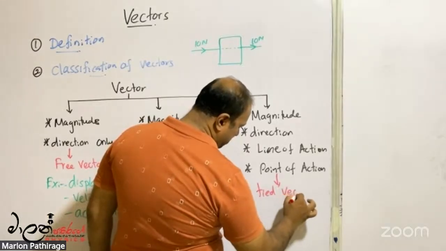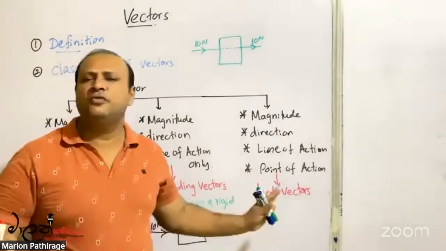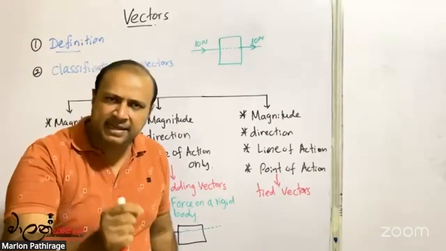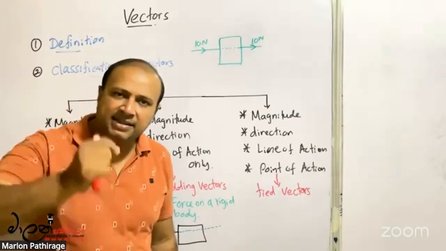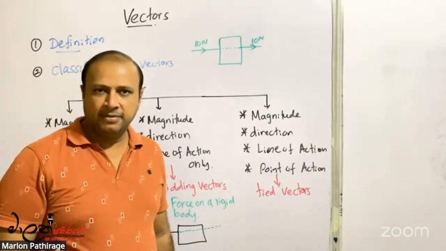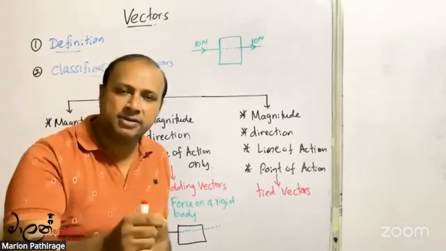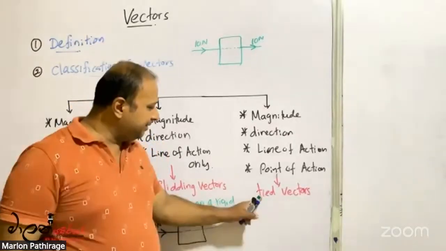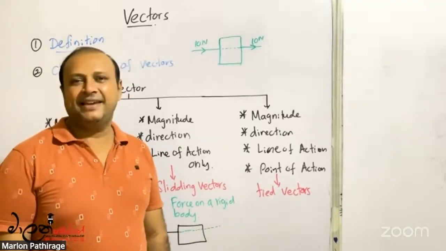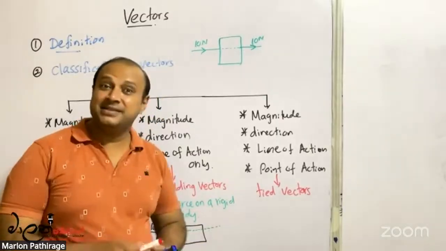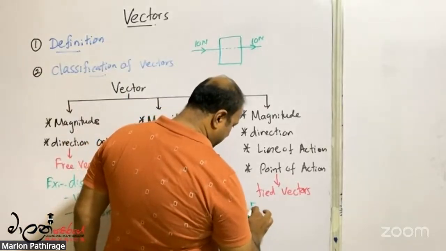Tied vectors. That means we cannot move this vector anywhere because it has a specific point of action. It is exerted at a specific point. Therefore, we cannot change the position of those vectors. That is the reason we call them tied vectors. They are tied. The most common example is weight.